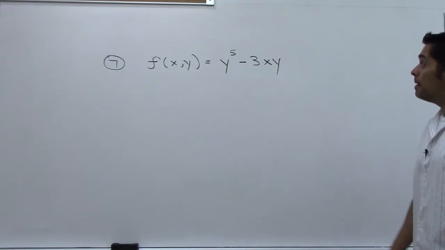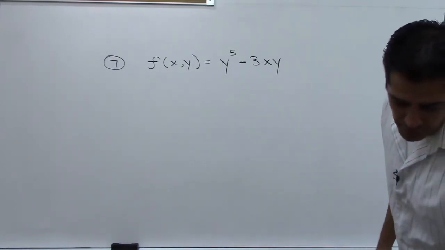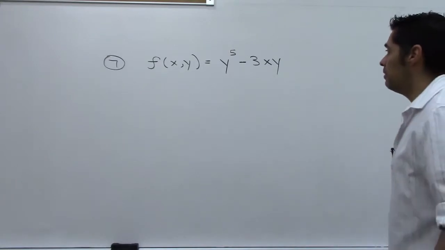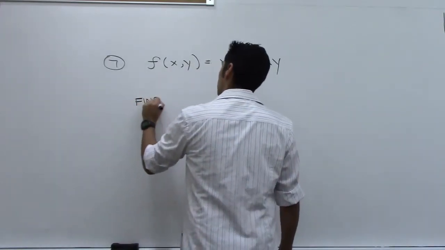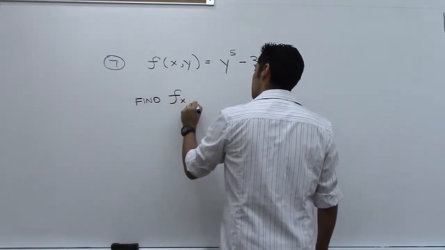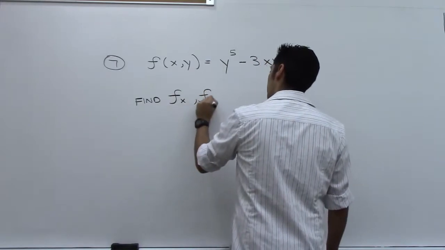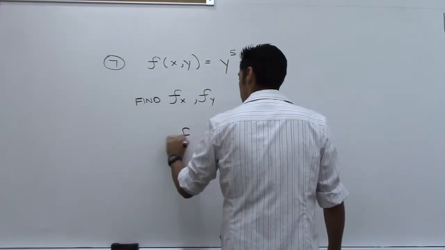So, all right, they're asking for us to find the first partial derivatives of this function. So we want to find two different things. Since there's two variables, we want to find the partial of f with respect to x, and we want to find the partial of f with respect to y. So let's start with the partial of f with respect to x.